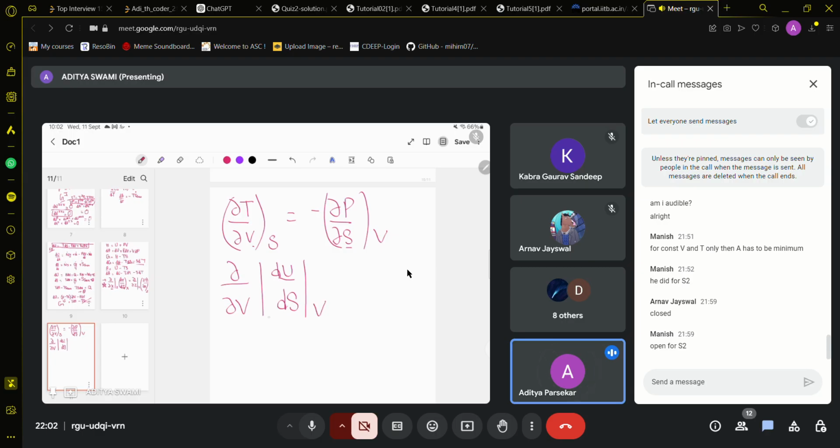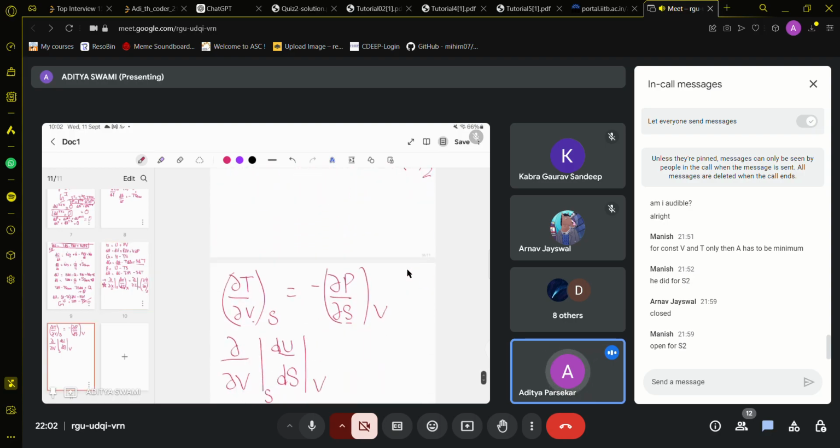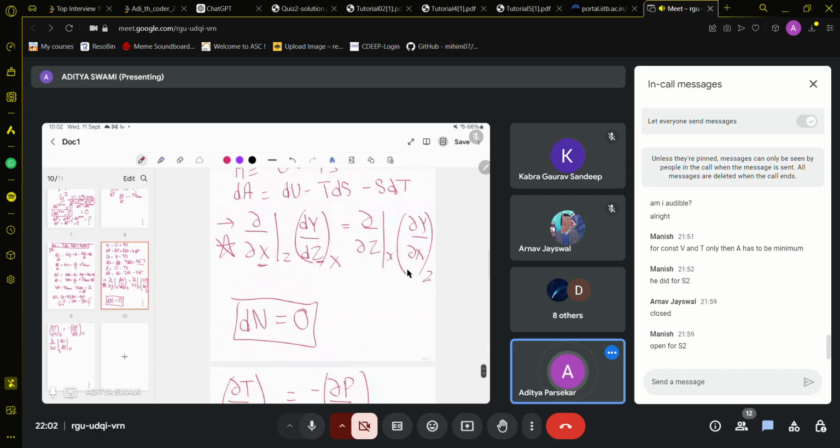Constant volume or entropy. So if you just look at this expression here, du by ds at constant volume. I'm going to assume dn is 0 in all these. It's a closed system, there's no exchange of mass. That's going to simplify all these relations.